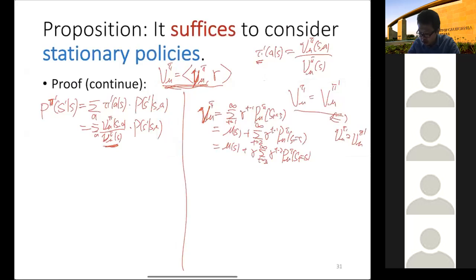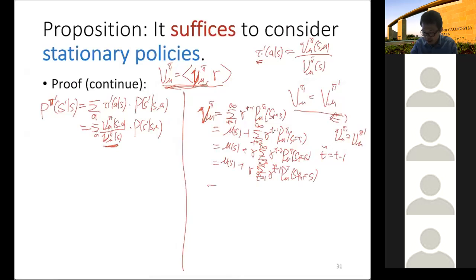Okay, now let's do a change of variable by calling t tilde to be t minus 1, so that the index will be t tilde from 1 to infinity, and gamma t tilde minus 1 and p mu pi s t tilde plus 1 equals s. Without loss of generality, I can just replace this t tilde with t again, right? So essentially I shift this summation and change the corresponding index.